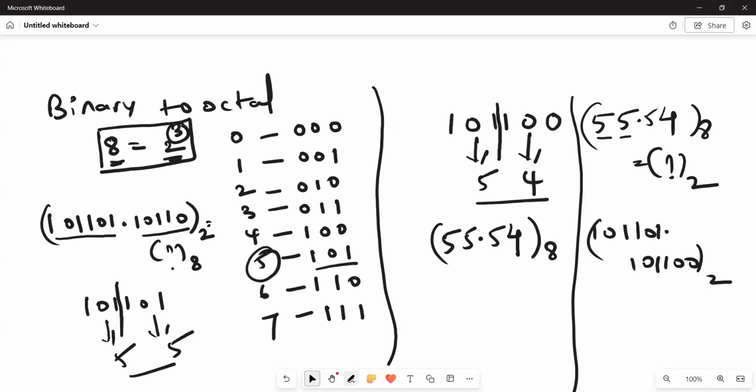I think you now have a clear understanding of the conversion from binary to octal and octal to binary. Next one, binary to hexadecimal and hexadecimal to binary.